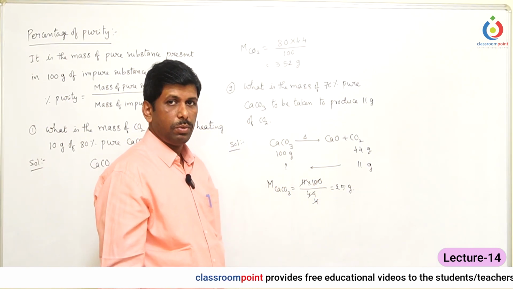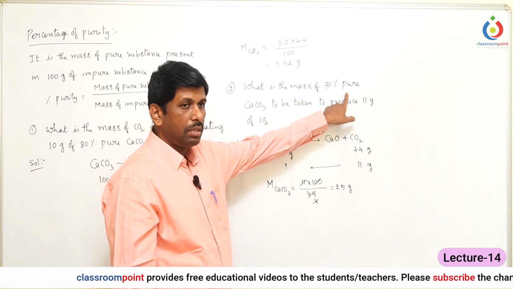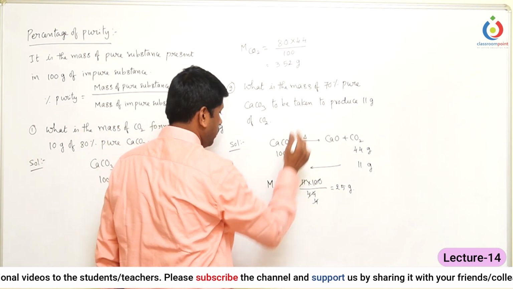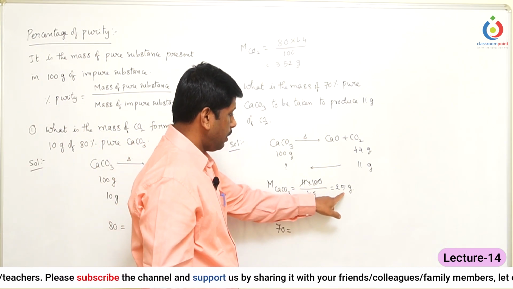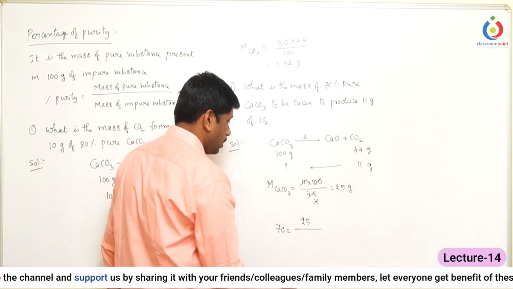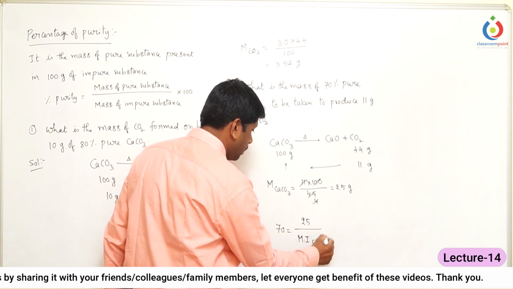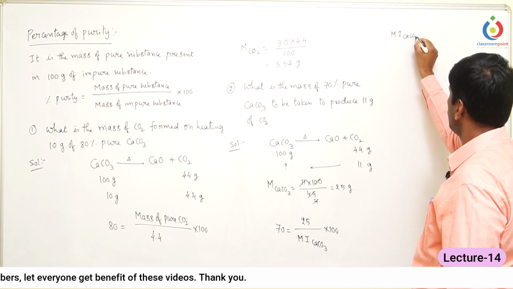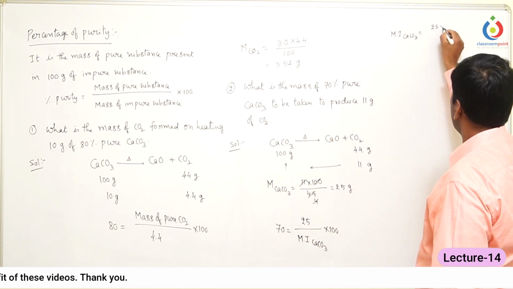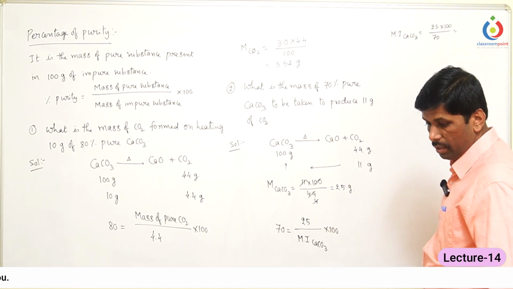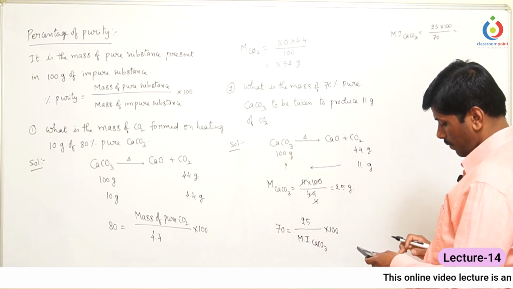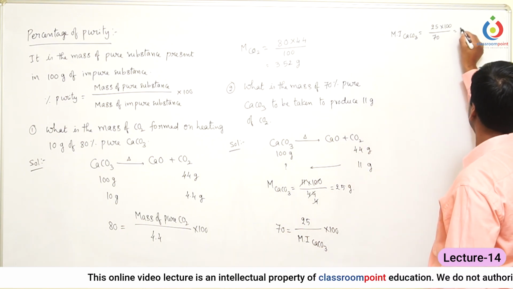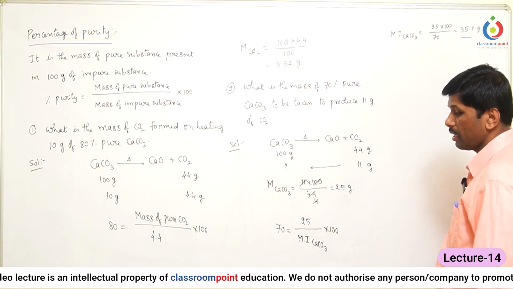But this 25 grams of pure CaCO3 is required. What are they asking about? Mass of 70% pure, meaning impure CaCO3 mass, they are asking. So let us substitute this information in this formula. Percentage is given 70%, and mass of the pure CaCO3 was 25. Mass of the impure CaCO3 is to be calculated, into 100. So mass of impure CaCO3 equals 25 into 100 divided by 70. Let us do the calculation: 2500 divided by 70 is 35.71 grams. We can take 35.7 grams like this.